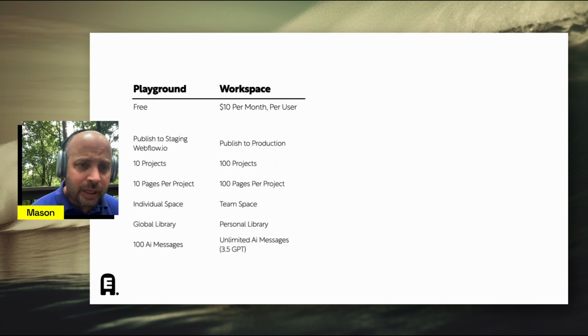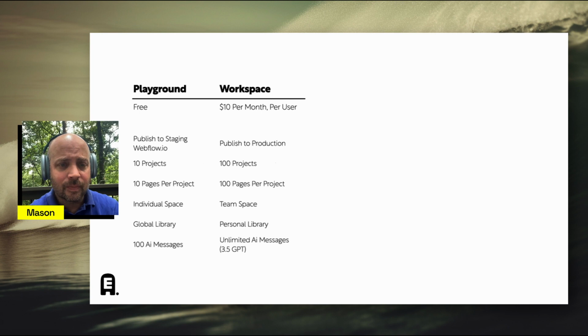Dividing it up into two main groups. Going to try to keep it really simple. So, an idea of a playground and an idea of a workspace. Playground's free, and you can publish to staging, webflow.io. This is 10 projects, just enough where you can get in and start to play around with some stuff, and then 10 pages per project. A project is just defined as a collection of JavaScript elements, and within this, you can have an individual space, global library, and then 100 AI messages per month.